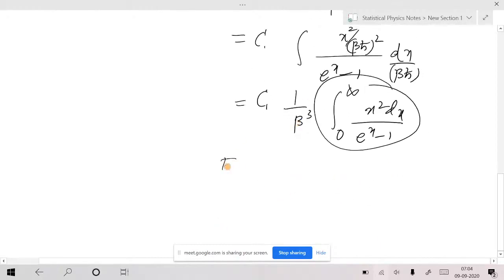Now again, this is required. Average energy is proportional to T cube. Then specific heat is proportional to T square. That's the idea. Is that okay?